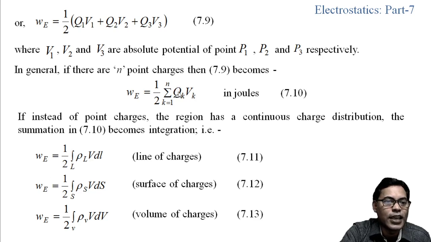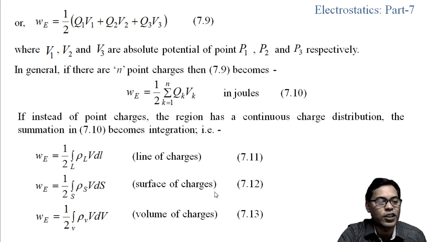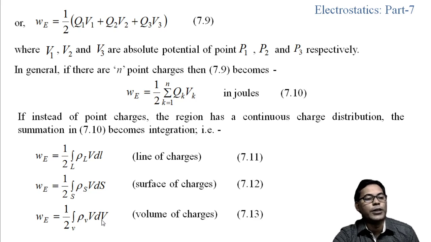You see that this expression just changed: the summation becomes the integration, and Q is actually replaced by rho L dl. So half of the line integral of rho L dl into V. Similarly for the surface charge, half of the surface integral of rho S V ds, and equation 7.3 represents the volume of charge: We equals half of the volume integral of rho V into dv.